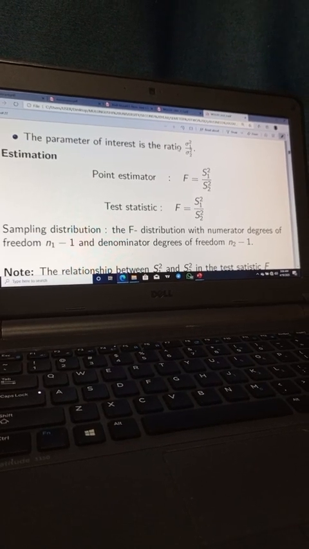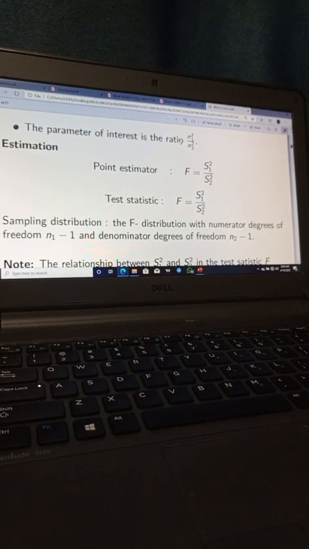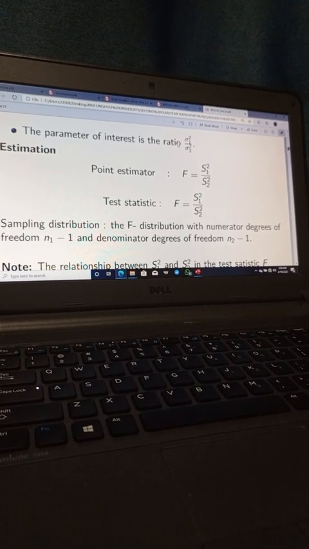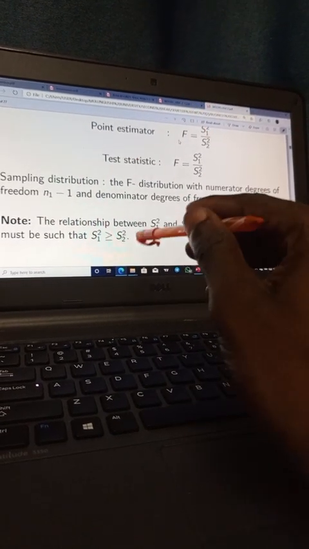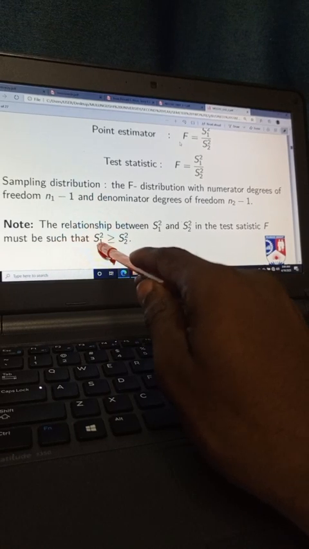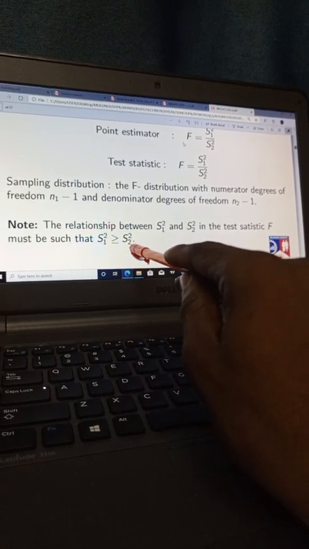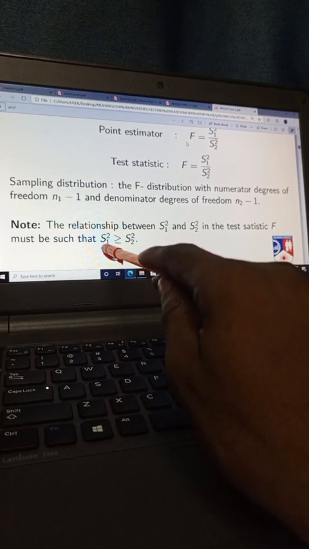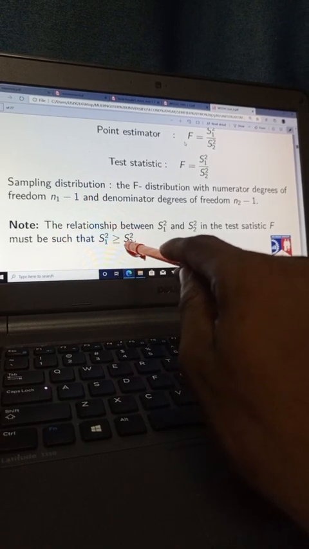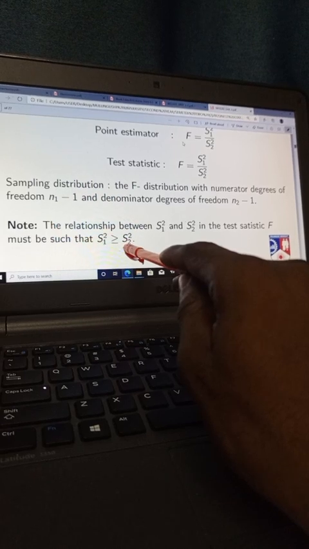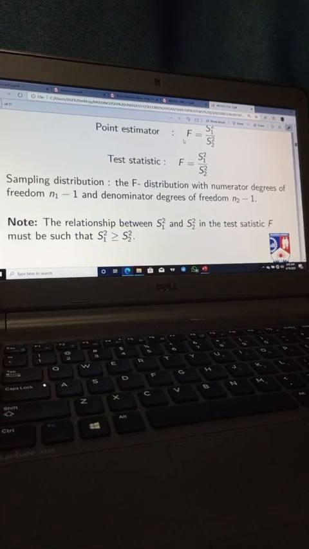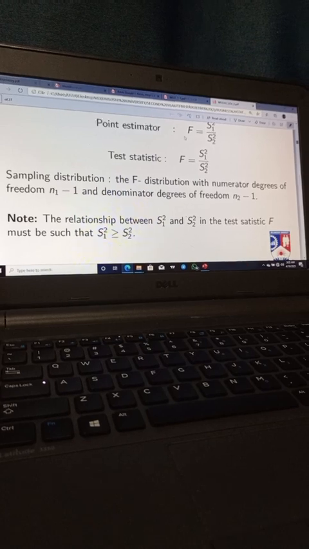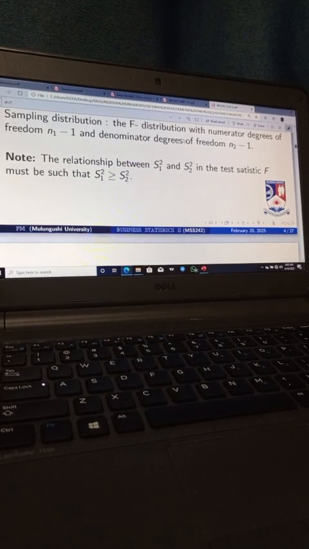So the point estimator in this case is the same as the test statistic, but there is one thing I want you to know: the one which is on top as the numerator is always greater than the one which is down, called the denominator. That's why they have said that variance 1 is greater than or equal to variance 2. So these are the two main assumptions that we should always put into consideration when you are dealing with inference about the two population variances.